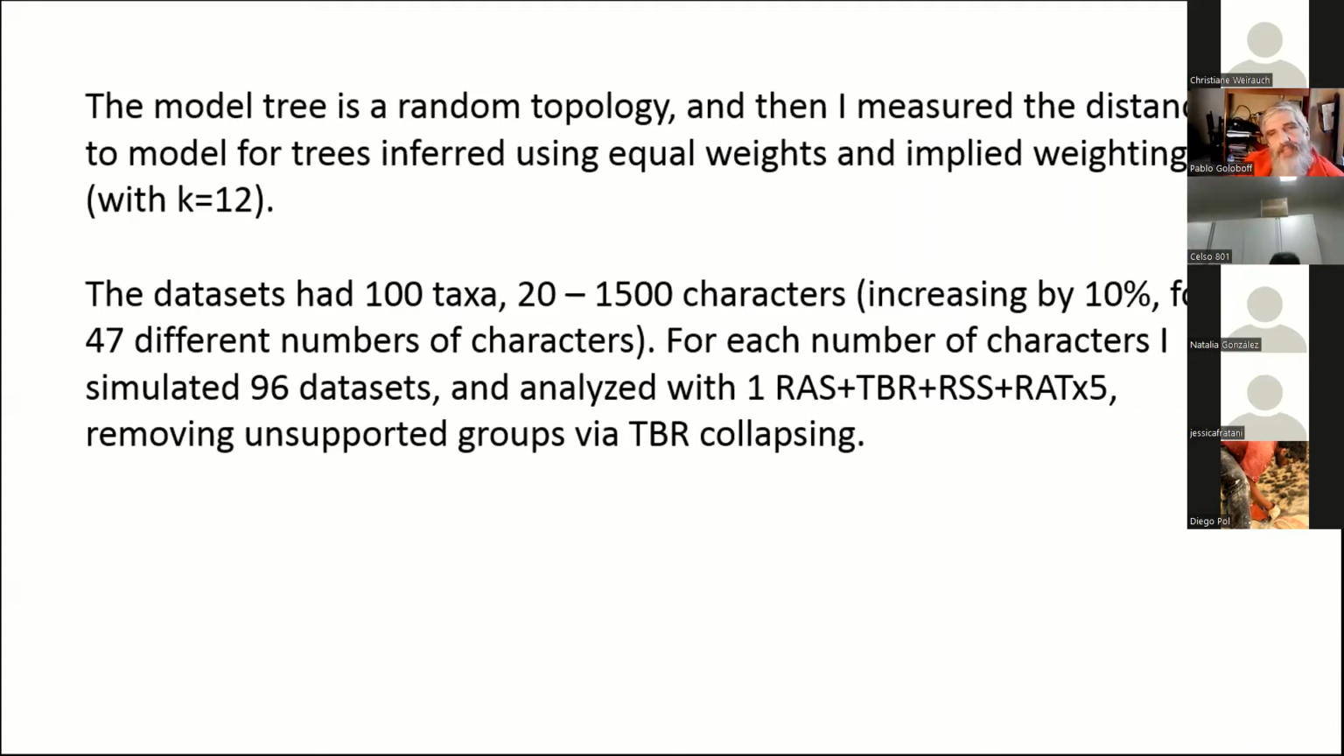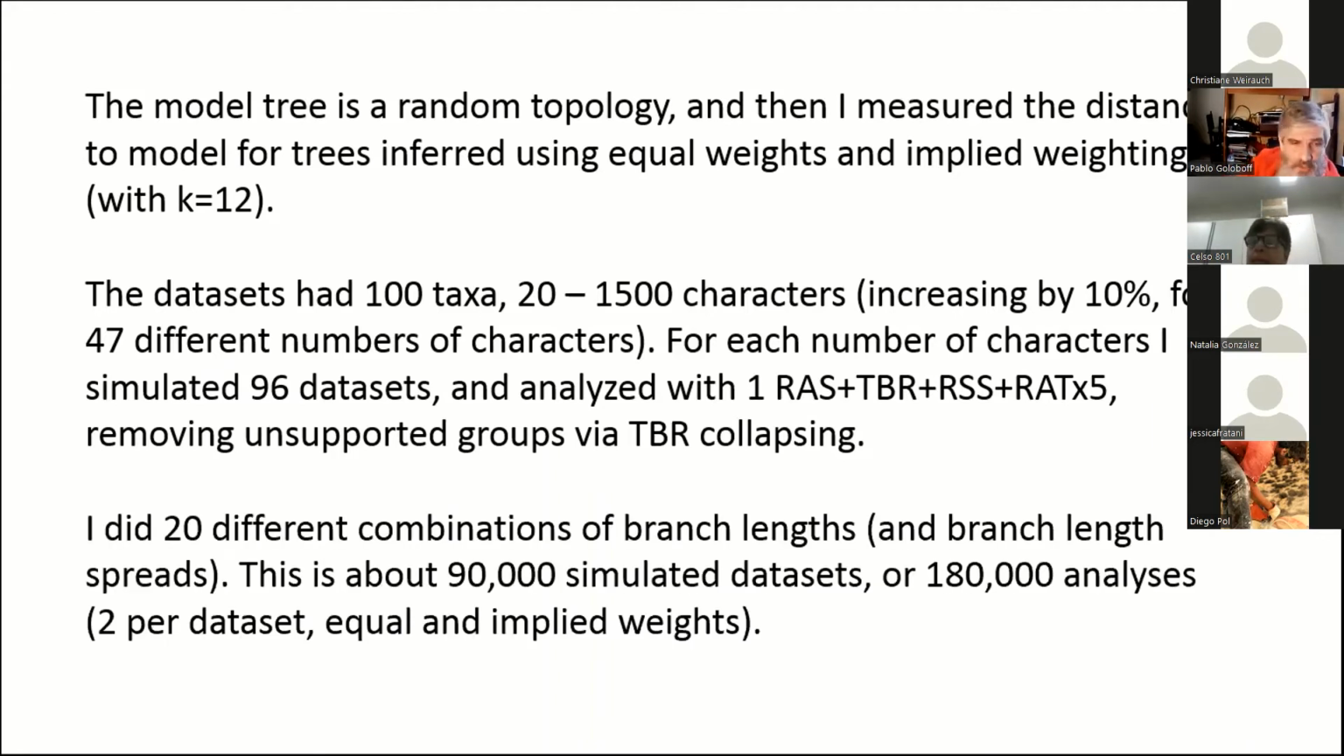And I analyzed each data set with one random addition sequence plus TBR branch swapping, plus a random sectorial search, plus 5 iterations of ratchet. And I removed unsupported rules. I did 20 different combinations of branch lengths and branch length spreads. And this is about 90,000 simulated data sets or 180,000 analyses because I ran equal and implied weights.